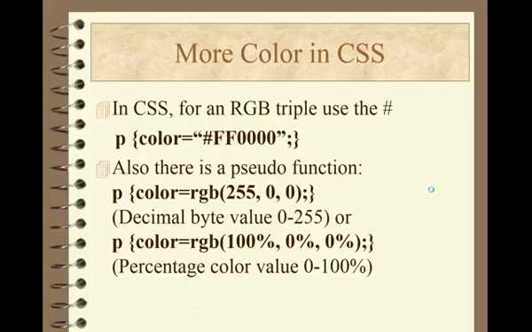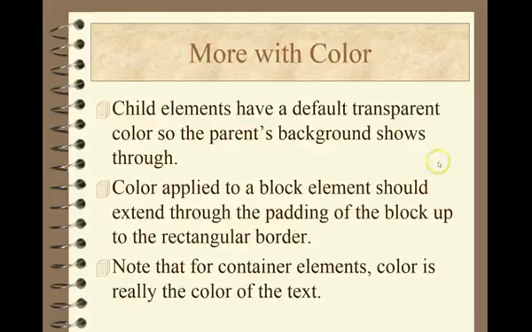Again, we can use the RGB triple. This is kind of nice. You have an RGB pseudo-function which takes decimal values. 255, 0, 0 is going to be red. Or you can also use percents there. So 100% is all red, and then no green or blue. Okay. So that's pretty nice. Those are called pseudo-functions, and you can use those in the CSS. You can see how I might want to do that programmatically with JavaScript, because I could change these values.